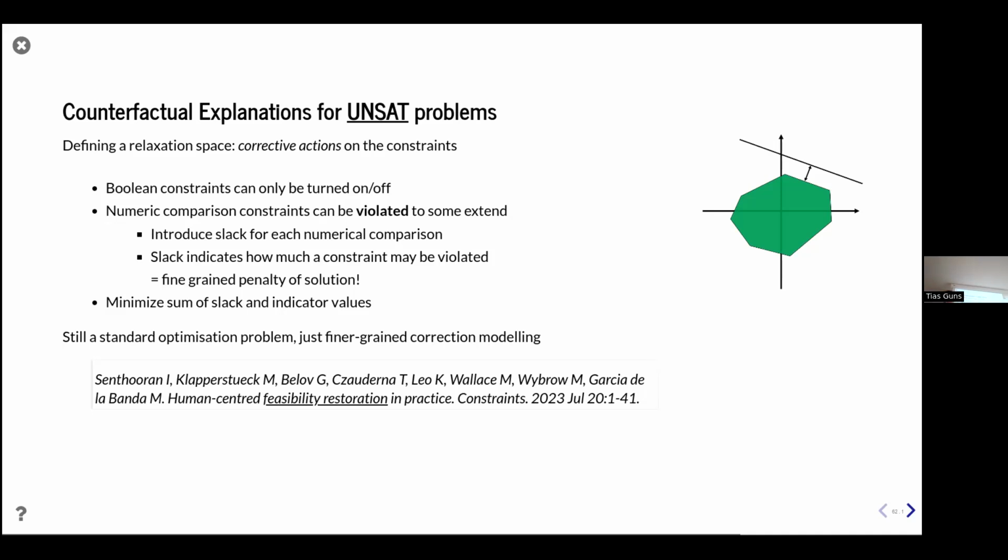So what you can do is introduce a slack variable for each numerical comparison, and that slack will indicate, so it's just another integer variable, I will show you that. It indicates how much the violation is. And now your optimization problem will be over the Boolean indicators of the constraints you don't mind dropping completely, and over the slack values of those where you want fine-grained control. So it's still a standard optimization problem, still standard CP modeling, you just have more fine-grained control.